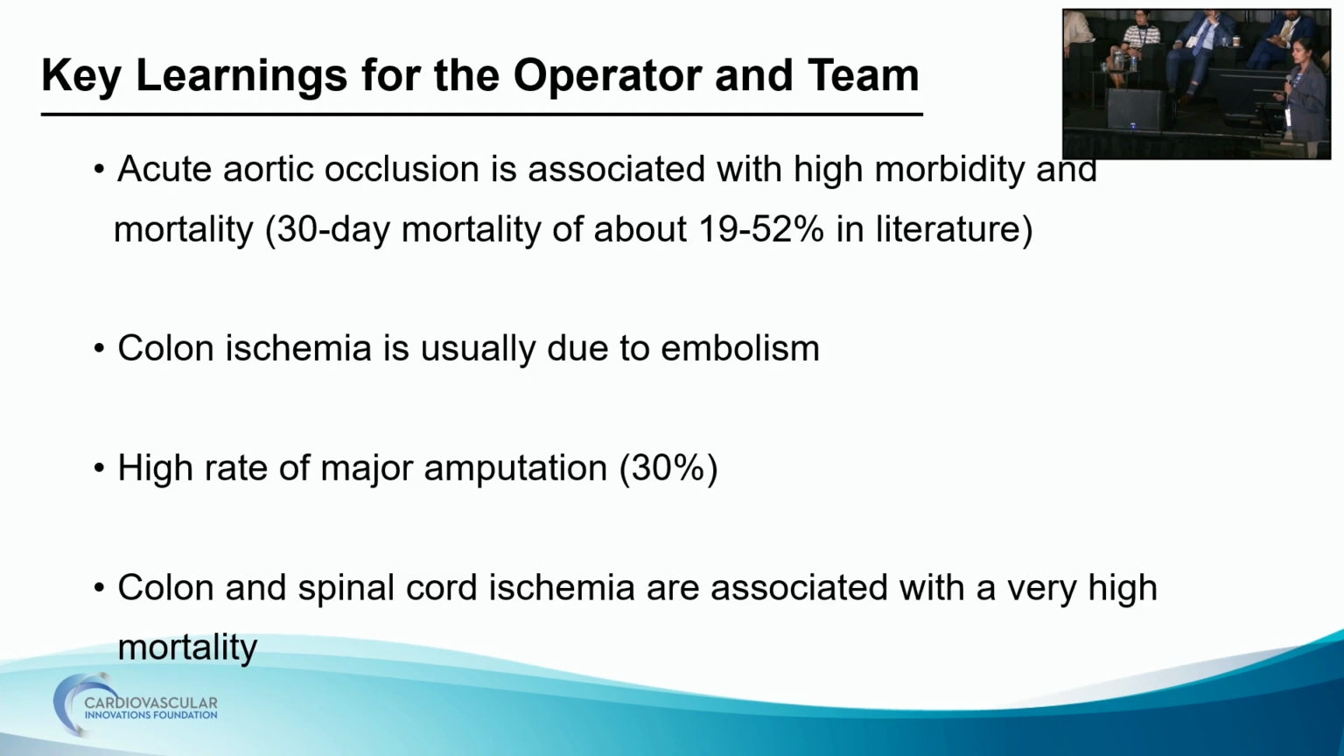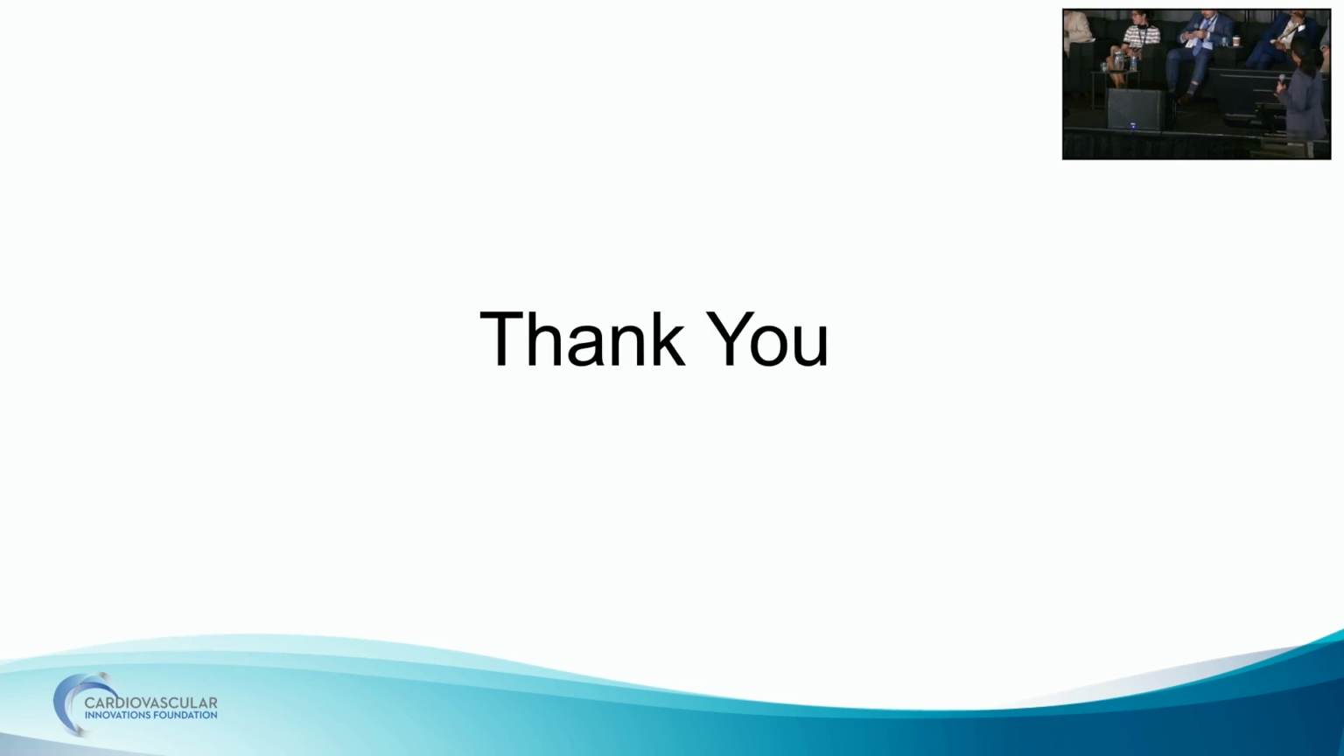Key learnings from this case: acute aortic occlusion is associated with a very high morbidity and mortality, and the ischemia is usually due to embolism. It has a high rate of major amputation, and colon and spinal cord ischemia are associated with a very high mortality. Thank you.